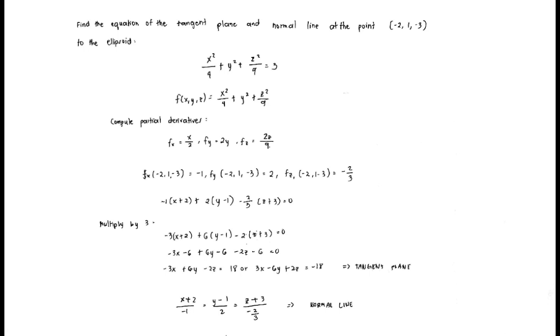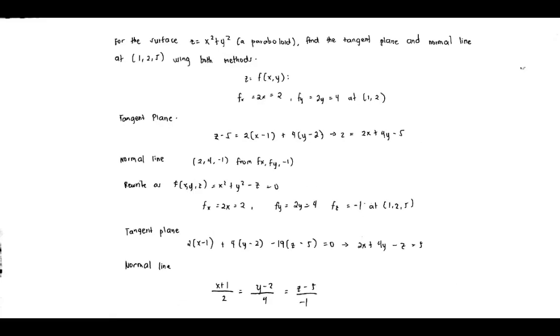For our normal line symmetric equation, we apply the formula earlier and substitute to the formula. We now have (x plus 2) over negative 1 equals (y minus 1) over 2 equals (z plus 3) over negative 2/3.